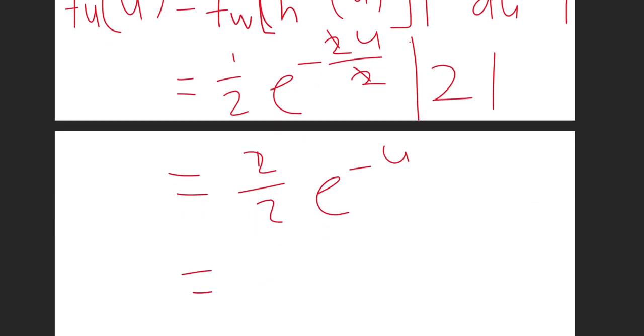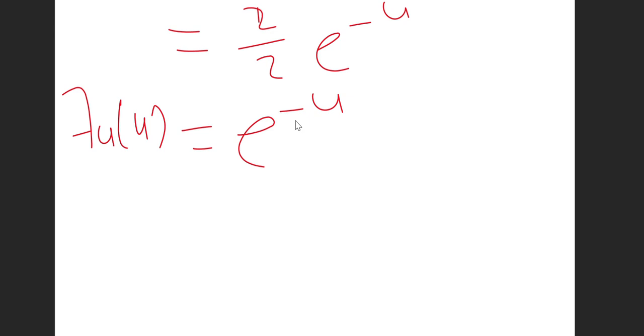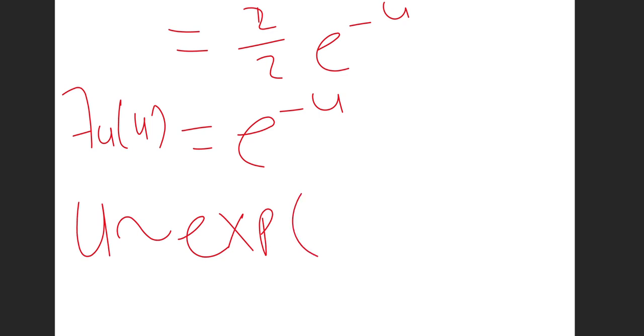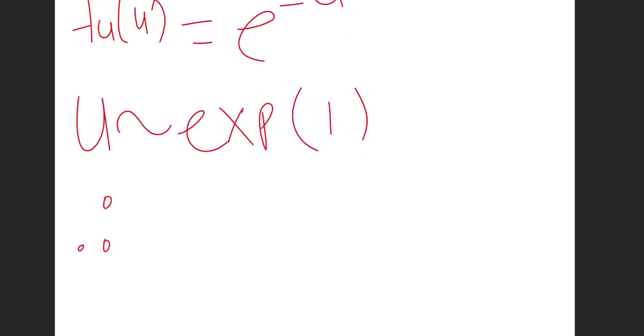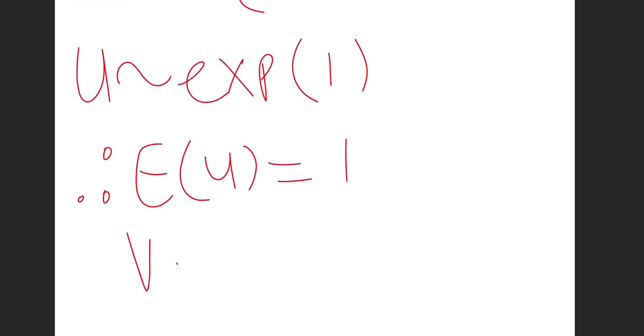So this random variable u has the PDF e raised to negative u, and u is exponentially distributed with a mean of 1, or beta equals 1, and therefore the mean of u is going to be equal to 1, and the variance of u is also going to be equal to 1. Done.